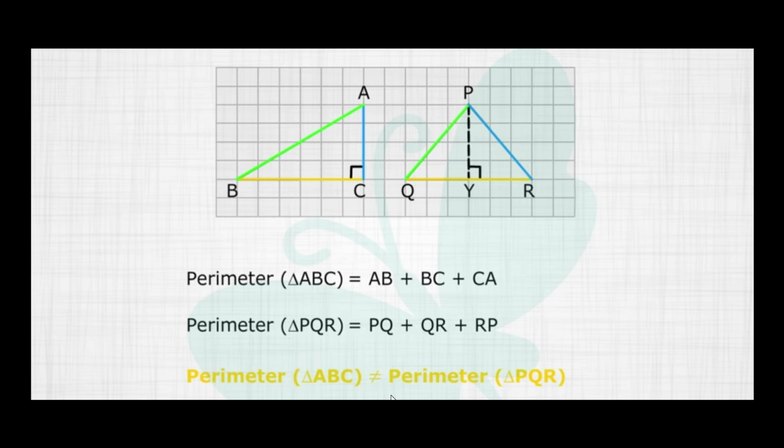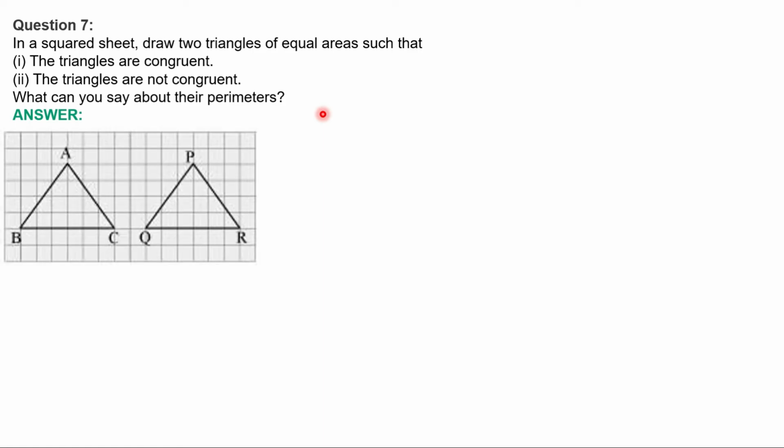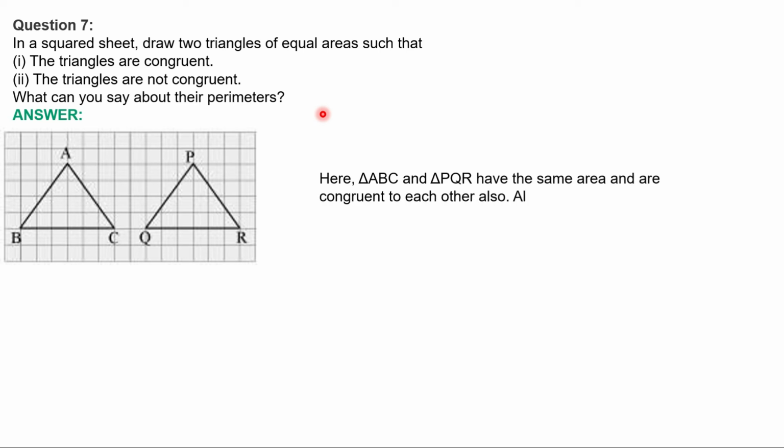Yes, the sum of the three sides in the two cases very clearly is not the same. So they have different perimeters. See the first figure. Here, these two triangles are congruent and their areas are also equal. Here you can see that triangle ABC and triangle PQR have the same area and are congruent to each other.